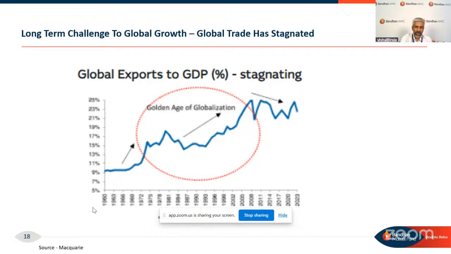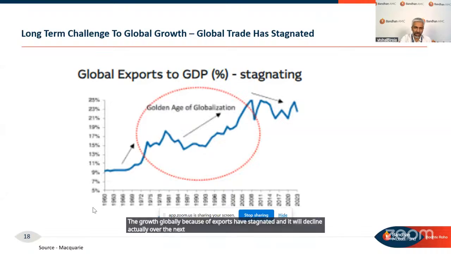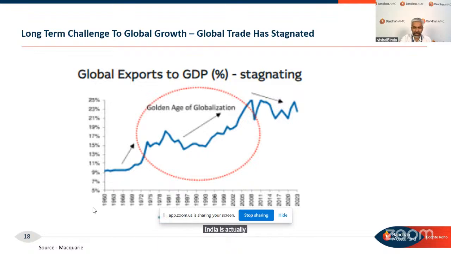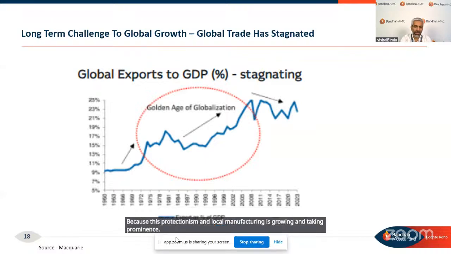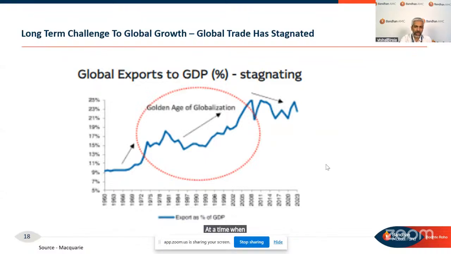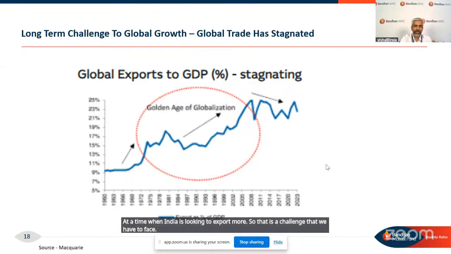Growth globally because of exports has stagnated, and it will actually decline over the next decade because of the tariff and protectionism that is being adopted by most of the countries globally. India is actually scaling up its manufacturing at this stage, and hence India is more at risk because this protectionism and local manufacturing is growing and taking prominence at a time when India is looking to export more. So that is a challenge that we have to face.